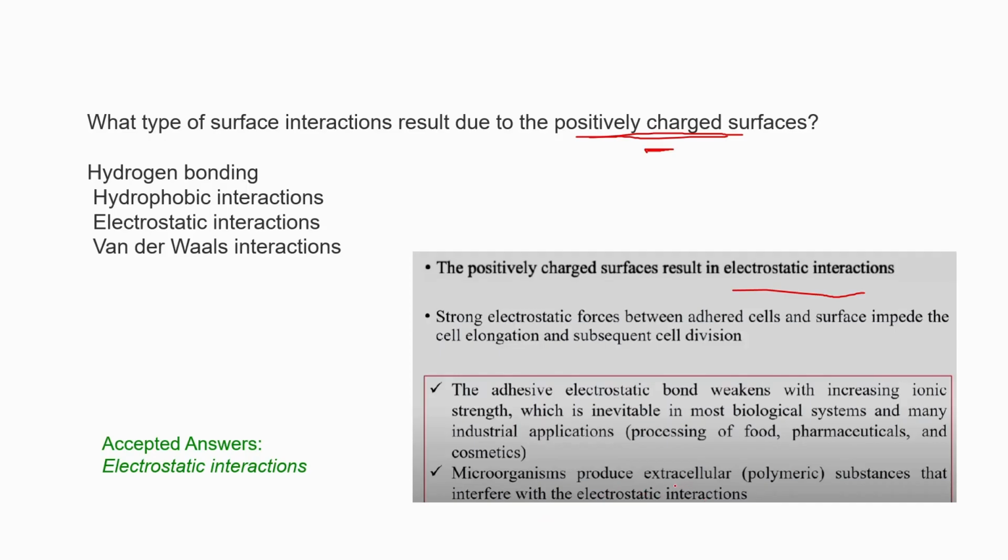electrostatic interactions. So, though modification of the surfaces with positively charged ions is a surface modification technique, these are the major challenges that we need to look through, and they interact with negatively charged cells mostly, and they impede the cell elongation and subsequent cell division. So the correct answer would be option 3, electrostatic interactions.